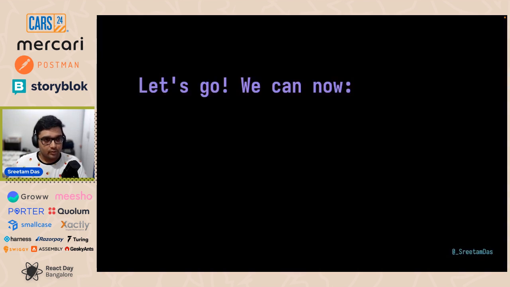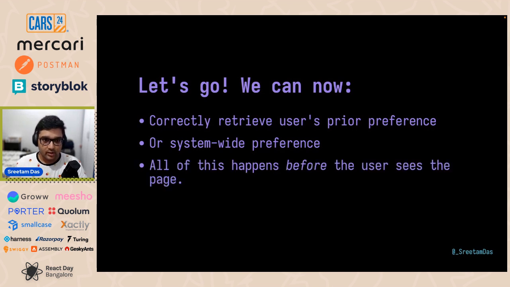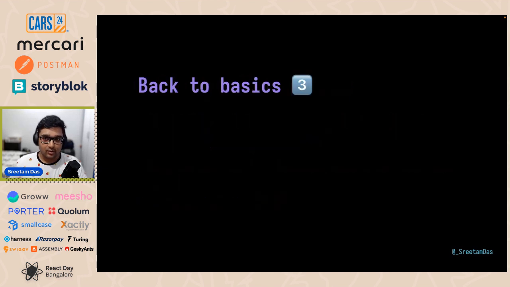Sweet. So let's see what we have so far. We can correctly retrieve the user's prior preference. If they don't have one, we can also see and retrieve their system-wide preference. And all of this happens before the user actually sees the page. So no more white flash.